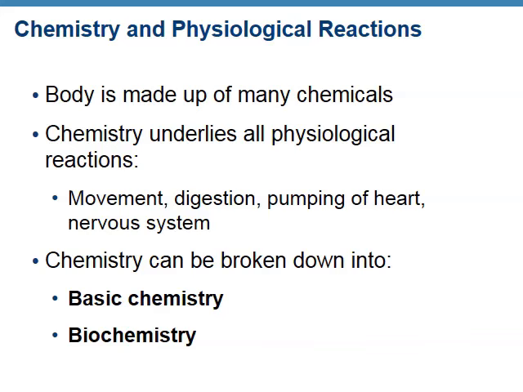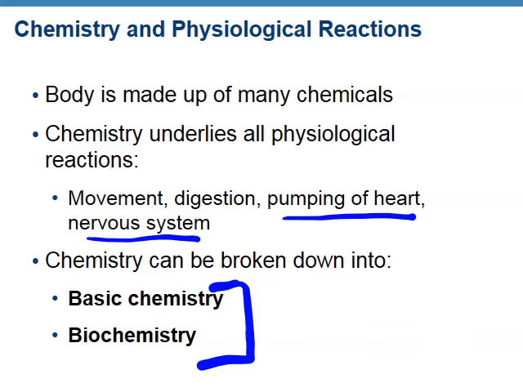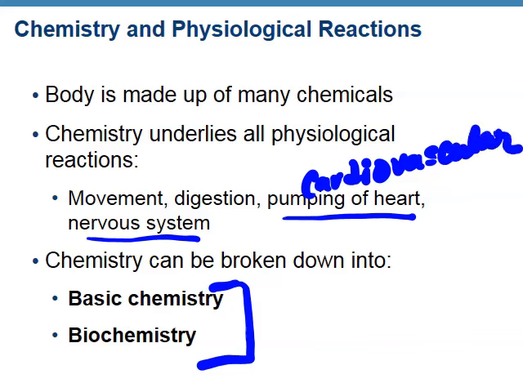So the two major categories that we're going to talk about are called basic chemistry and biochemistry. We've talked just a little bit in Chapter 1 about some of these different systems, like the nervous system, the digestive system. We talked about the cardiovascular. So the cardiovascular helps us pump the heart. So chemistry is the underlying principle that guides all of these physiological reactions within the body.